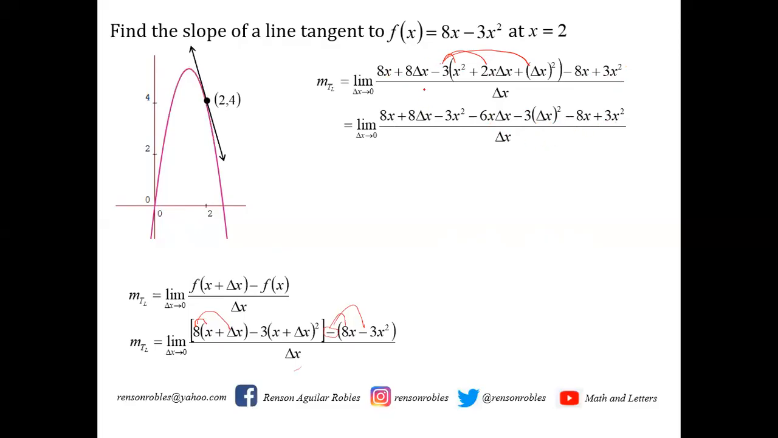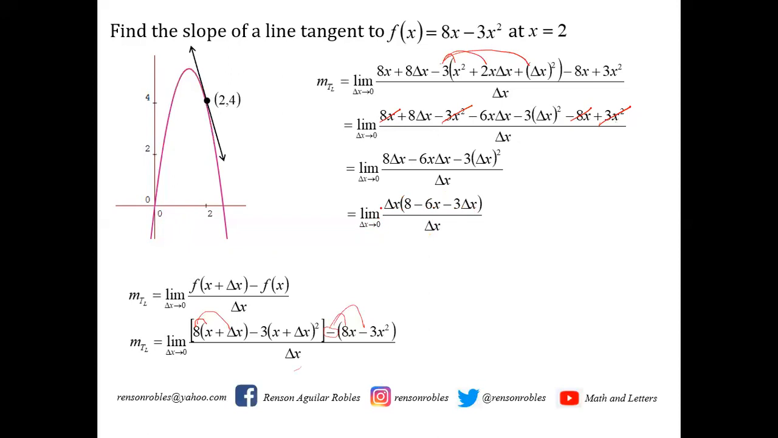So what we are now going to do is collect similar terms. For instance, 8x combined with negative 8x will become 0, and then negative 3x squared and positive 3x squared will give us 0. So finally, we shall now have the limit of 8 delta x minus 6x delta x minus 3 times the quantity delta x squared. And what you notice is that in the numerator, each term contains delta x. So by common monomial factor, we shall have the limit of delta x times the quantity 8 minus 6x minus 3 delta x, all over delta x as delta x approaches 0.